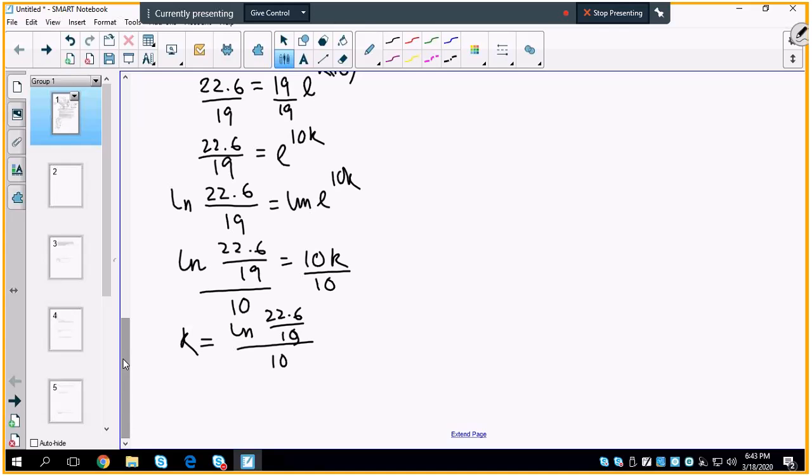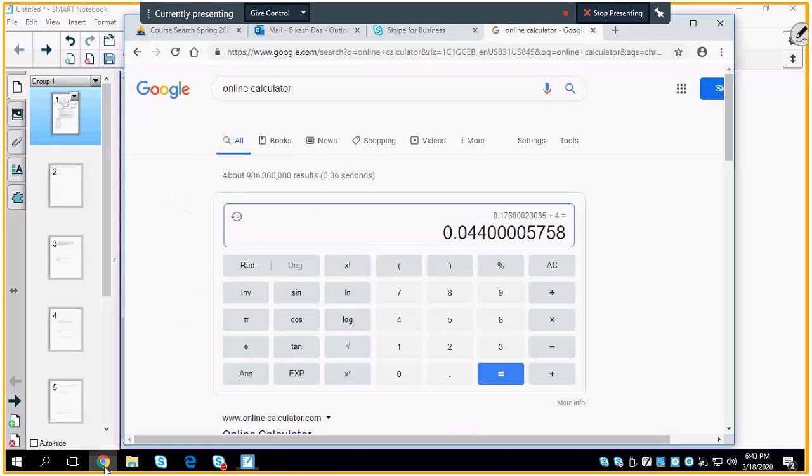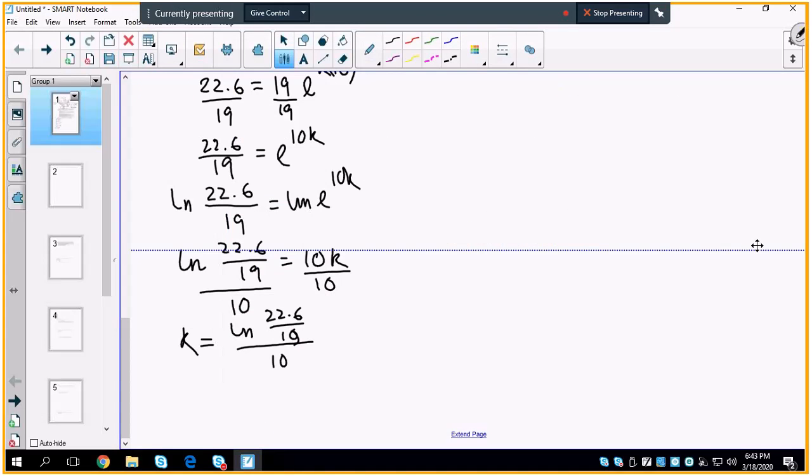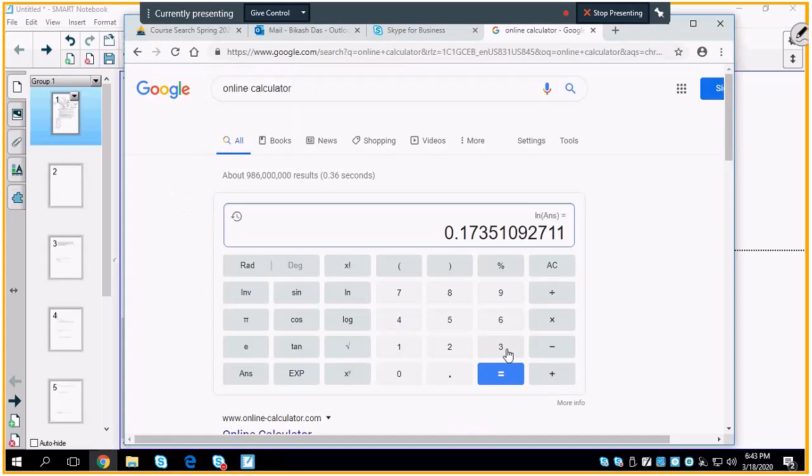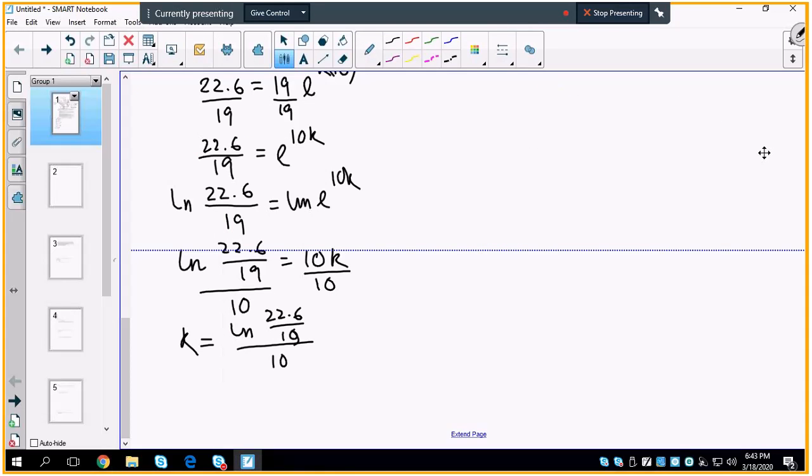So let's find this number. And if I do not tell you how many decimal places to round your answers to, always round to 4 decimal places. So first do 22.6 divided by 19, and then I take the natural log of the answer. Once I have found it, I will divide it by 10 and round to 4 decimal places. So I'll get 0.0174. So k for Australia is 0.0174.